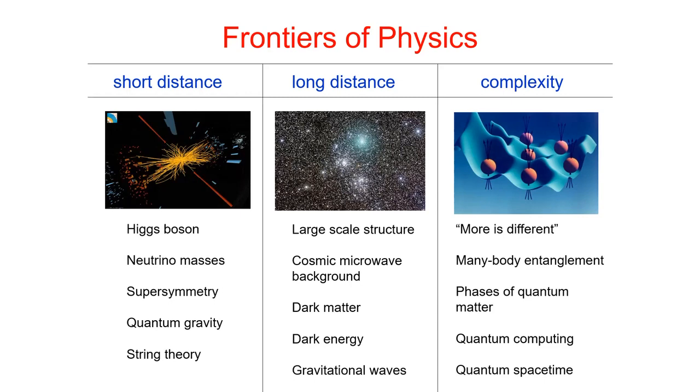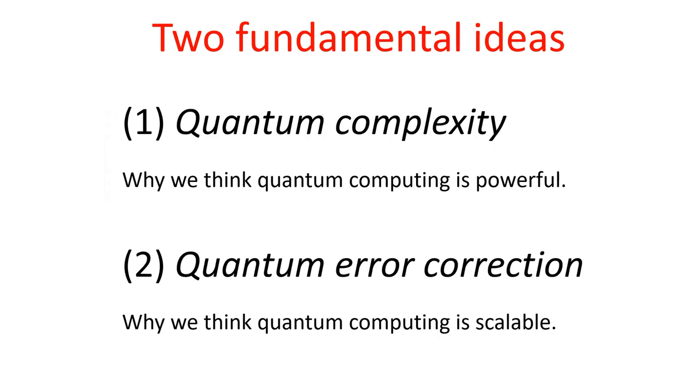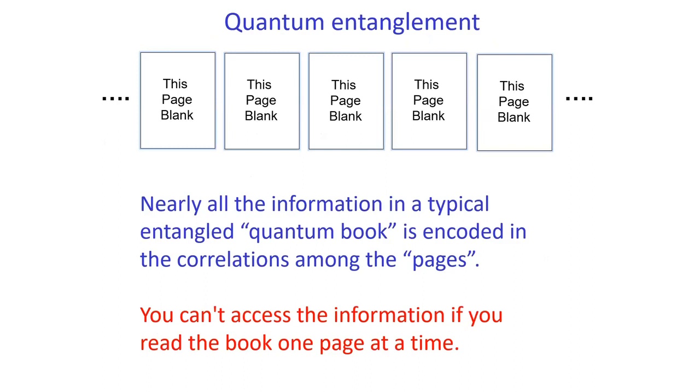Our conviction that this will be an exciting frontier to explore rests largely on two ideas: quantum complexity, which is our reason for thinking that quantum computing will be powerful, and quantum error correction, which is our reason for believing that quantum computing can be scaled up to large systems that could solve problems that would be too hard to solve otherwise. And both of those ideas rest on the underlying concept of quantum entanglement. That's the word we use for the characteristic correlations among parts of a quantum system, which are different from correlations that we normally think about. You can think about it this way.